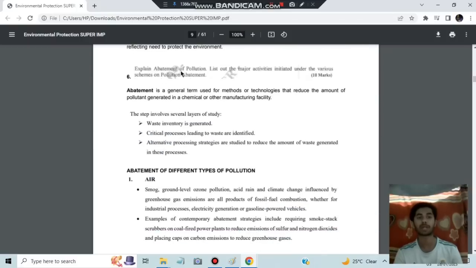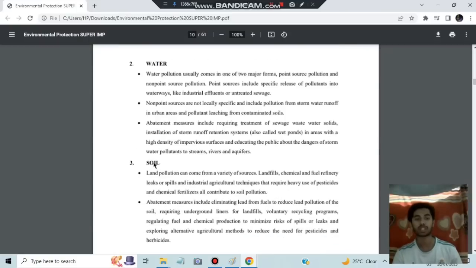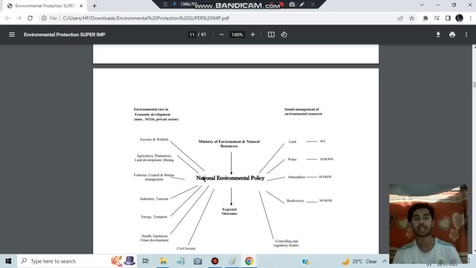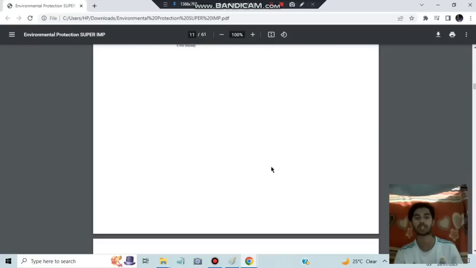Next we have: explain abatement of pollution. Abatement means stopping or reducing. List out major activities initiated under various schemes on pollution abatement. Different types of abatement of pollution can be in air, water, soil, and energy conservation, and these are the different policies in forest, agriculture, fisheries, industries, energy, health, land, water, atmosphere, biodiversity, and controlling and regulatory bodies. This is the National Environment Policy (NEP), and the Ministry of Environment and Natural Resources has introduced this policy for securing these things. That you have tried.